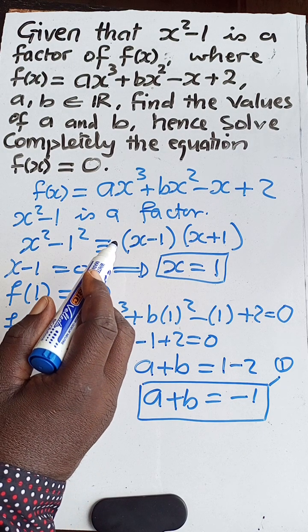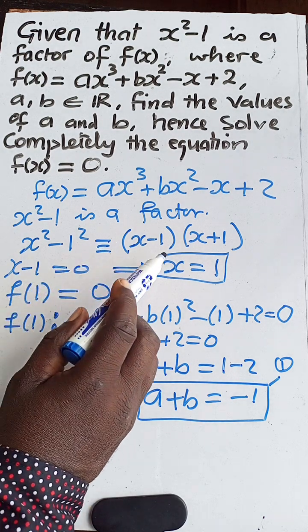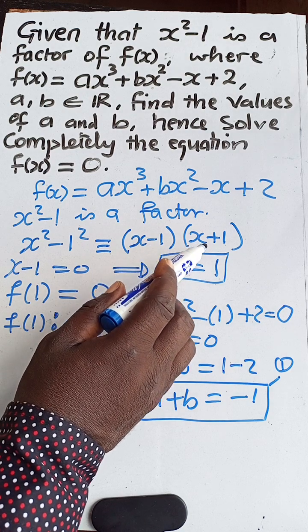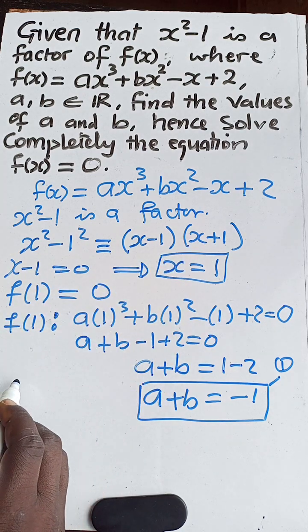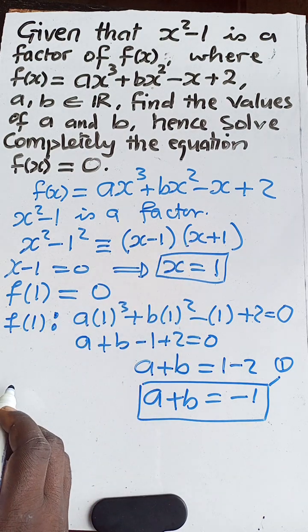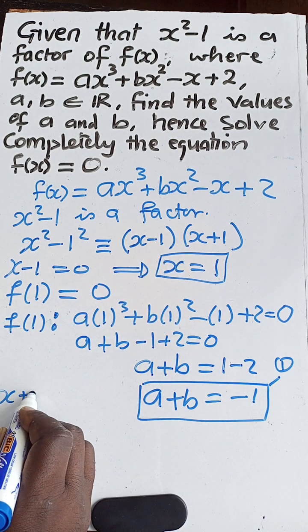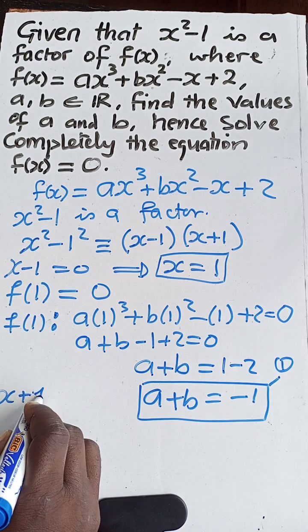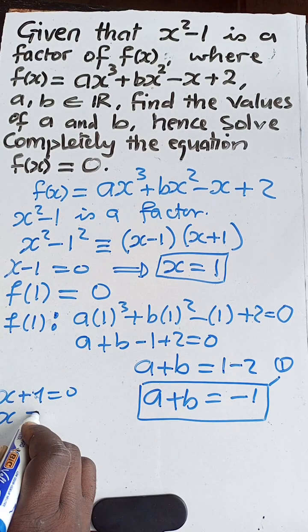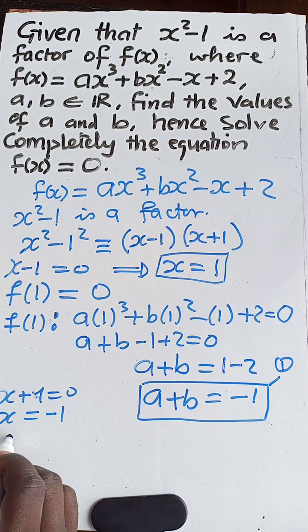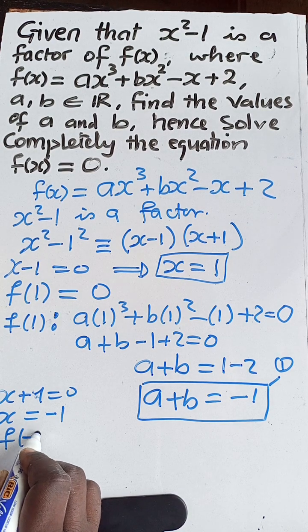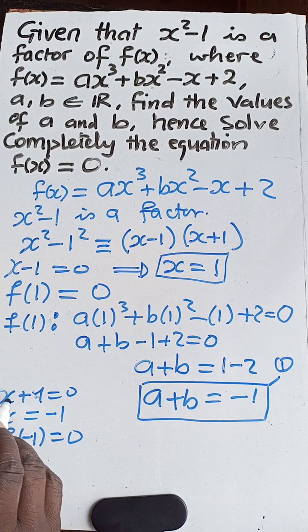Now, we have considered the first factor, x minus 1. Let us consider the second factor, x plus 1. If x plus 1 is a factor, then let us set x plus 1 equal to 0. That means x is equal to negative 1.